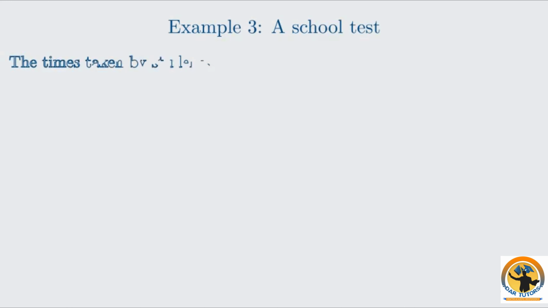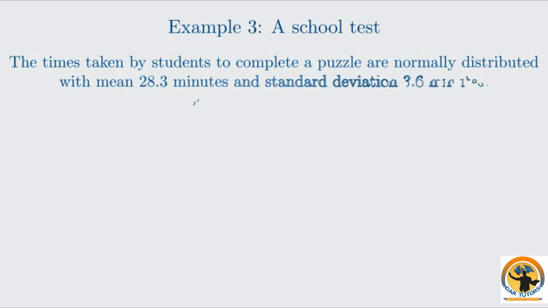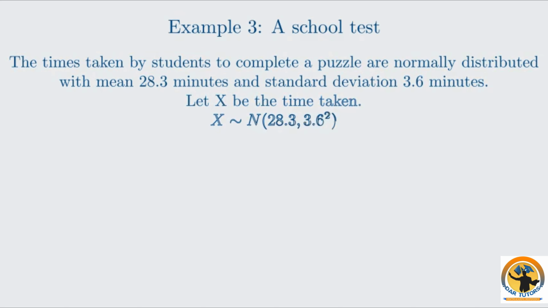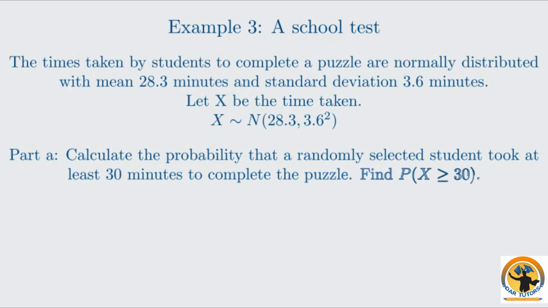Now let's tackle a more challenging problem, one that connects the normal distribution to the binomial distribution. This is a classic IB/HL level question. The times taken for students to complete a certain puzzle are normally distributed with a mean of 28.3 minutes and a standard deviation of 3.6 minutes. First, we're asked to find the probability that a single student takes at least 30 minutes to finish the puzzle. This is a straightforward calculator problem.